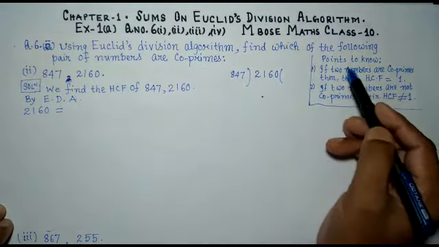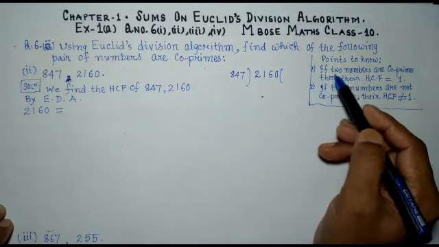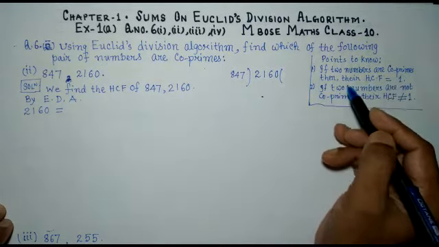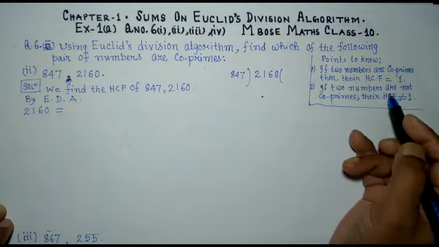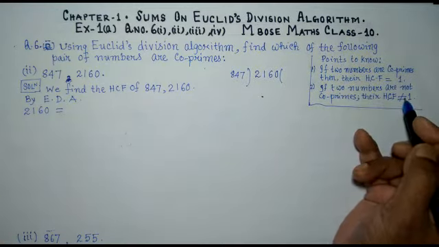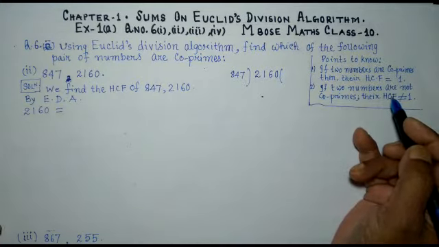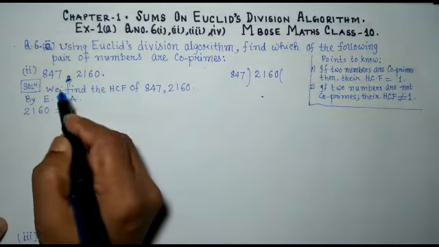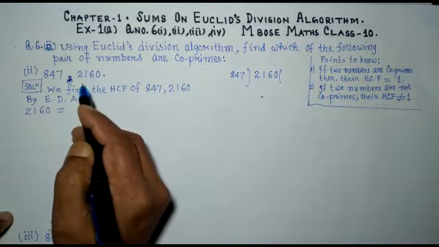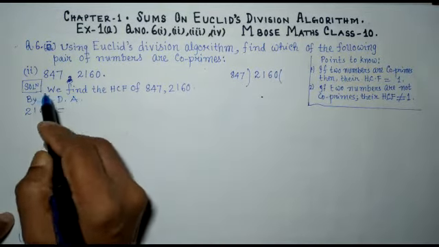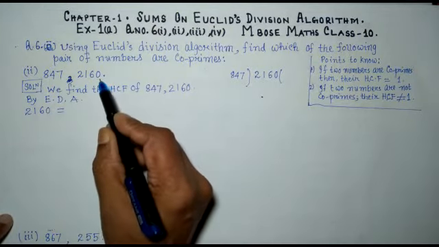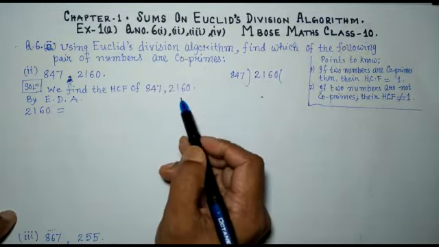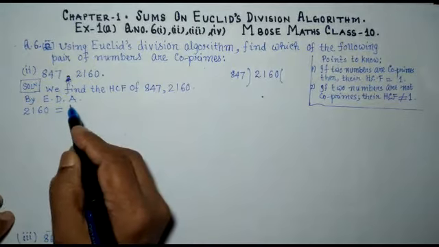So here you see point 1, if two numbers are co-primes, then their HCF is equal to 1. And if two numbers are not co-prime, their HCF is not equal to 1. So our work will be to find the HCF of these two numbers. So we proceed with the solution. We find the HCF of 847 and 2160 by Euclid's division algorithm.